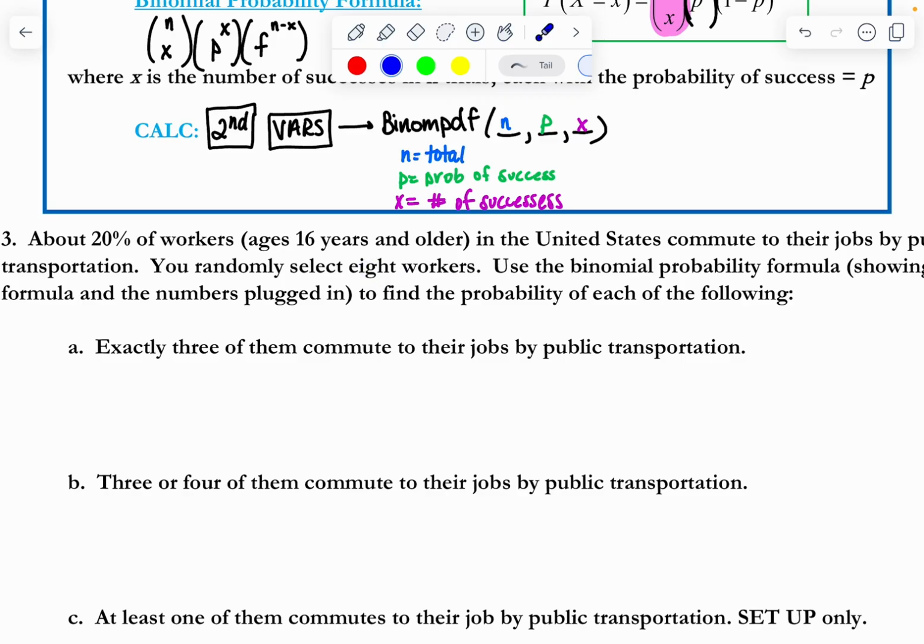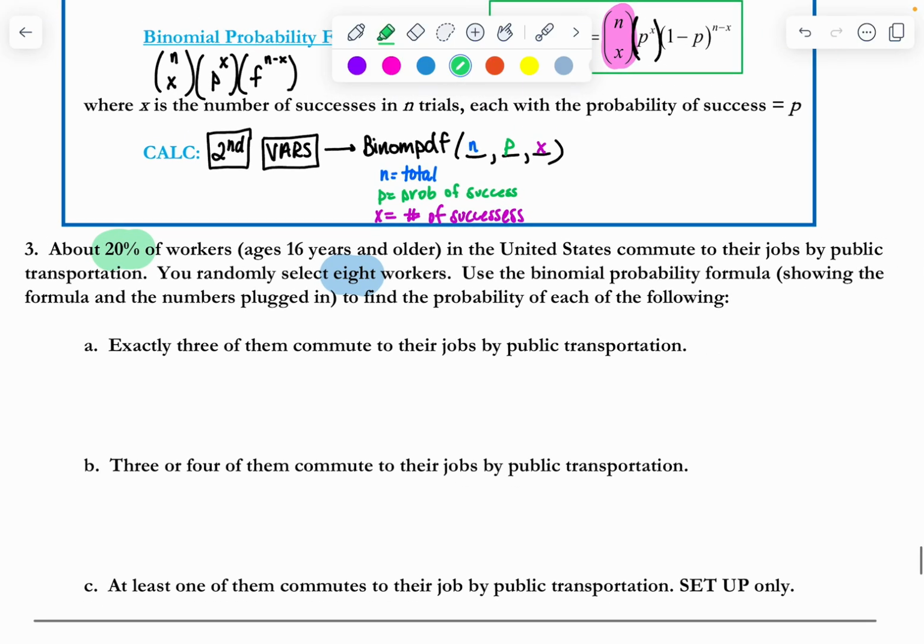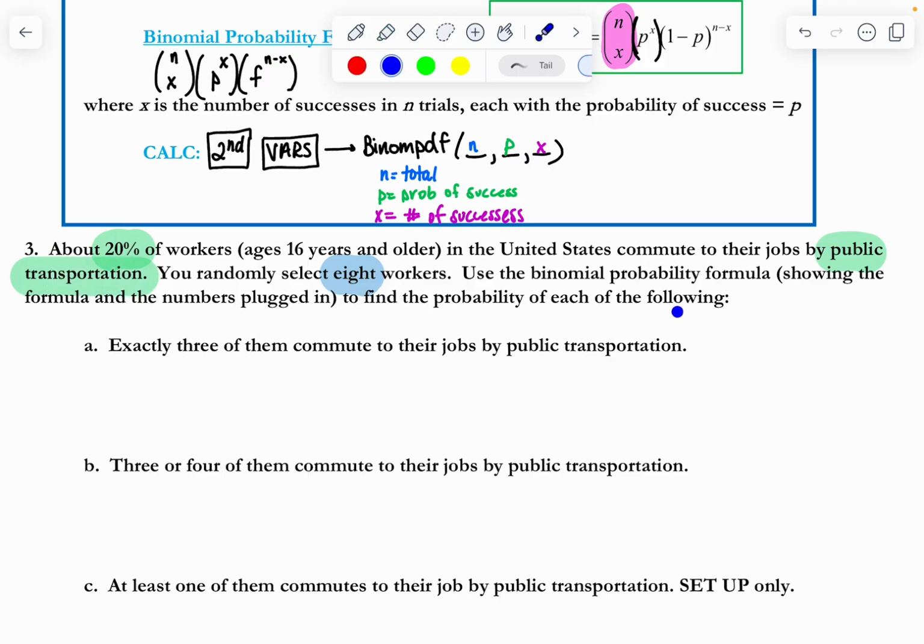So that would be our total number of people that we're looking at. So I'm just going to highlight that in blue. So 8 workers. And it wants to know, use the binomial formula to find the probabilities below. There was actually one more thing that we read that's important, is this 20%. So that's 20% of workers commute to their jobs using public transportation. So as we look at what they're asking us, find the probability that exactly 3 of them commute to their jobs by using public transportation.